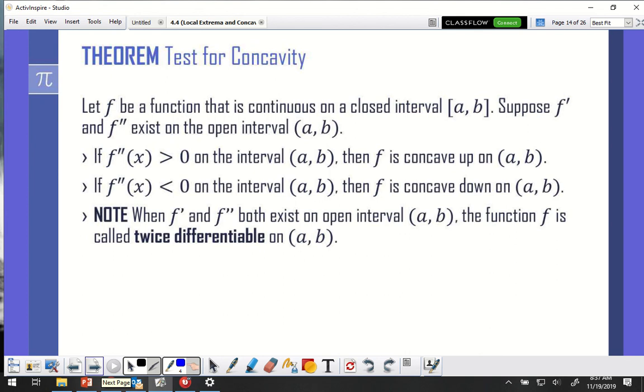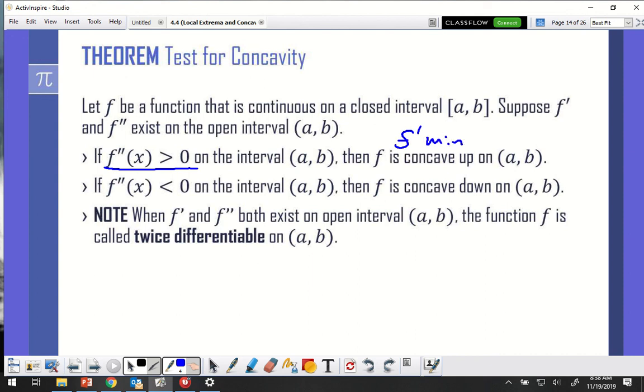So a function is continuous on a closed interval. Suppose that f double prime exists on the open interval. f double prime is greater than 0. Okay? f double prime is greater than 0. Then it is concave up. Okay? Bam. Concave up. So this means that f prime would be a min.